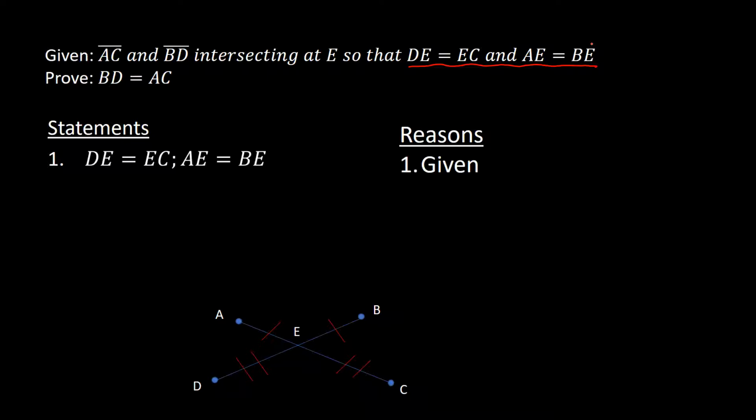So that first step should never really be missed, because you should have in there somewhere this given information right here. The other part, saying that it intersects at point E, that really does not help in the proof. It's just giving information about the picture. So now from here, we're trying to get to the point that BD equals AC.